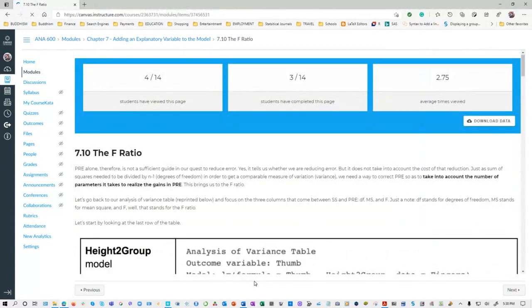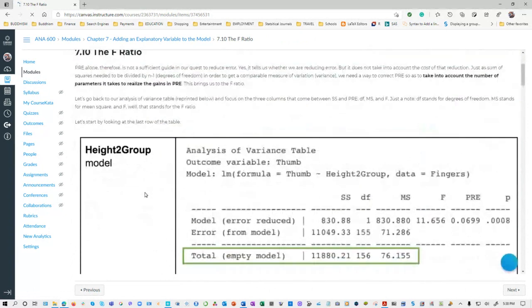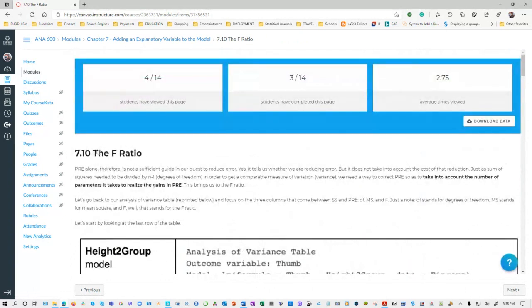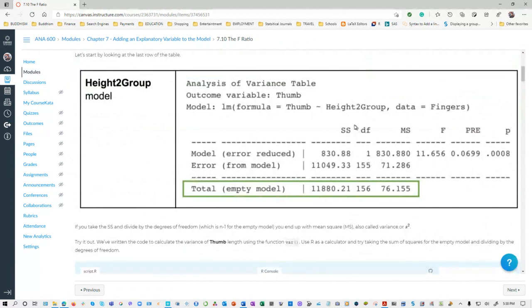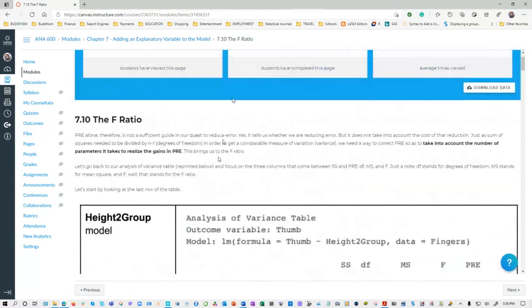So therefore, PRE is not enough for you to make a conclusion. That's why we're going to jump into another kind of quantity called the F ratio. F is nothing but the ratio between the mean squared model divided by the mean squared error, which is this one. See? So that's why they are trying to explain. PRE alone, therefore, is not a sufficient guide in our quest for reduced error.